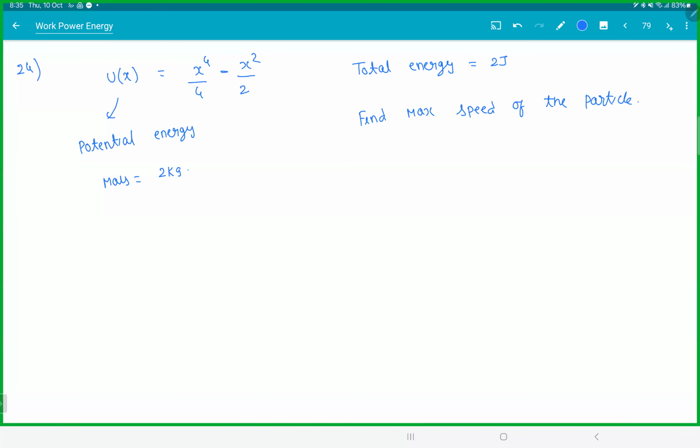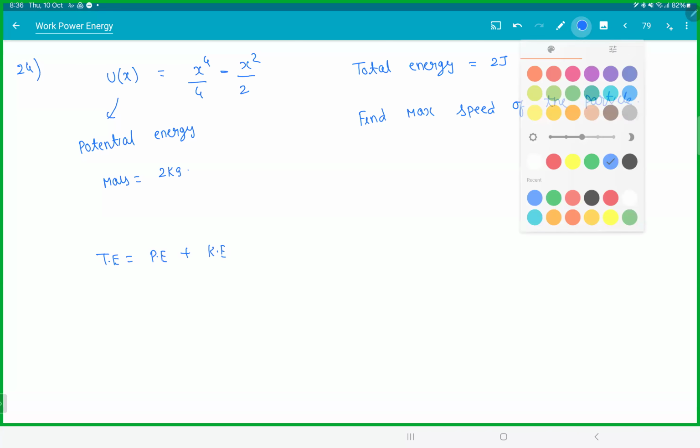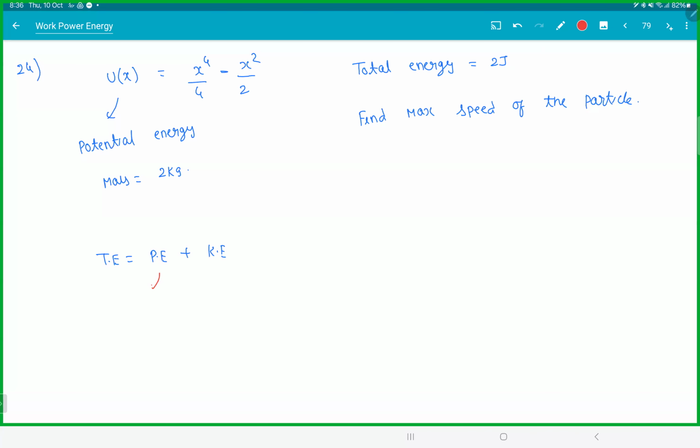See, first thing, what is total energy? Total energy is potential energy plus kinetic energy. So if you want maximum speed, when potential energy is minimum, kinetic energy is maximum. Why? Because total is constant. Does everyone agree with this? Now, the most common mistake people make is they think potential energy minimum is 0. That is a mistake.